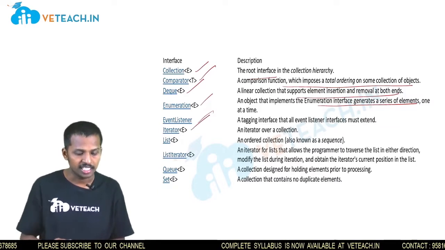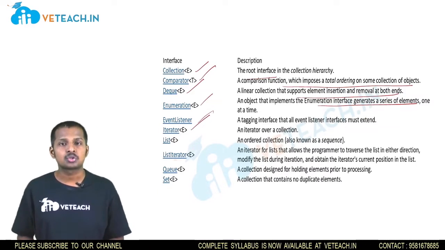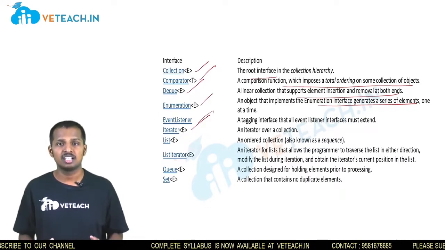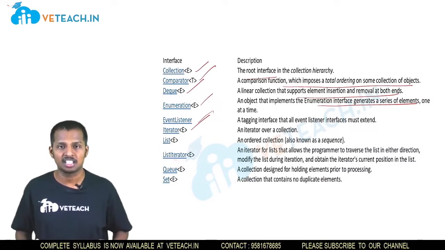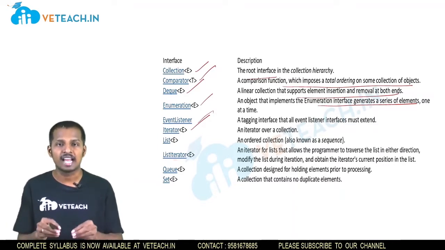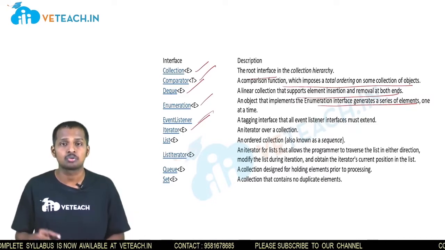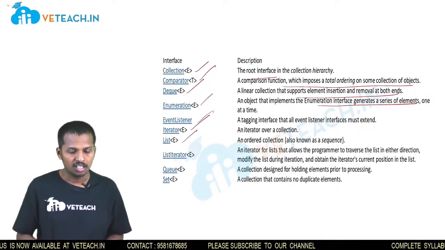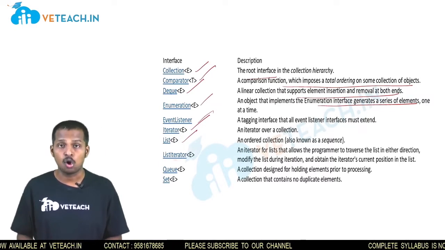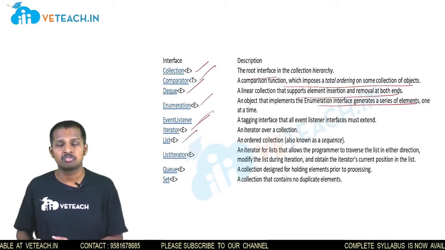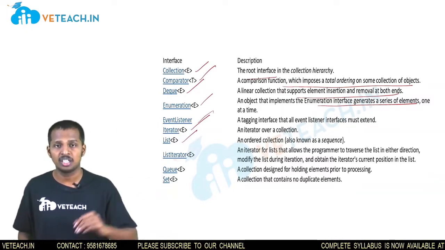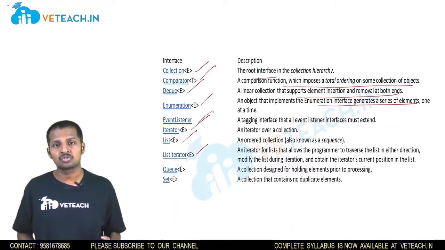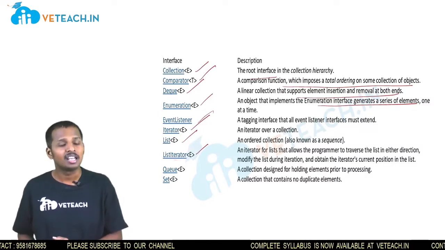Next, iterator. An iterator is used to iterate over the collection. A collection is a collection of values, and if I want to refer to each and every value in the collection, I can use an iterator interface to refer to each value present in the collection. Next, list. List is an ordered collection of values. Here the elements in the list will be in order. This list is a sub-interface of collection. Then list iterator, which is used to iterate among the values present in the list.